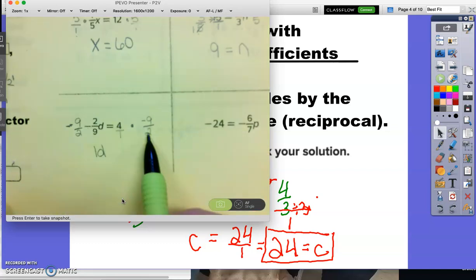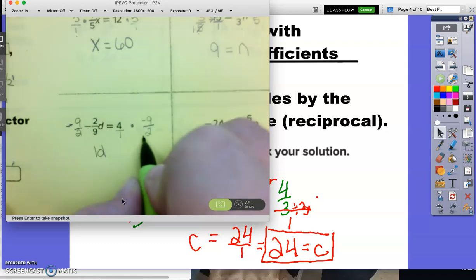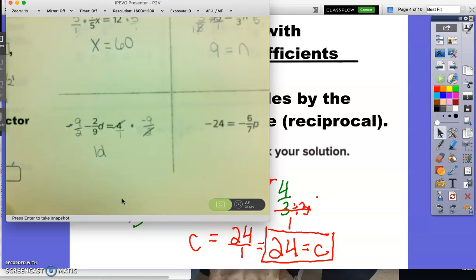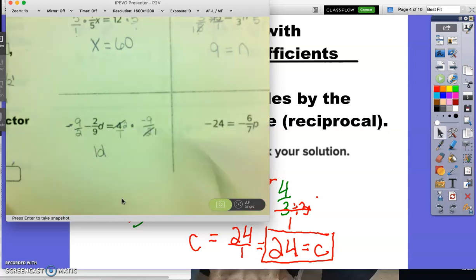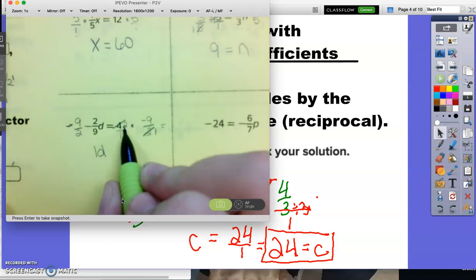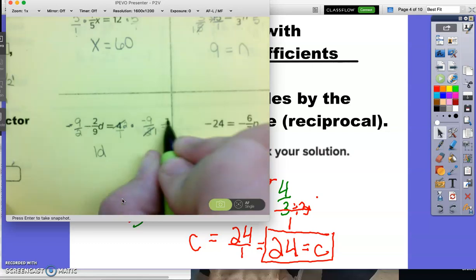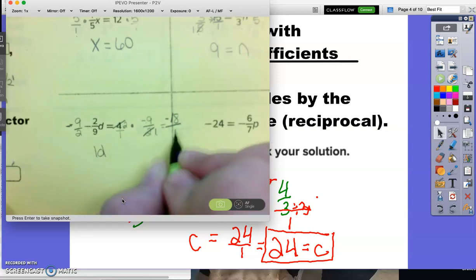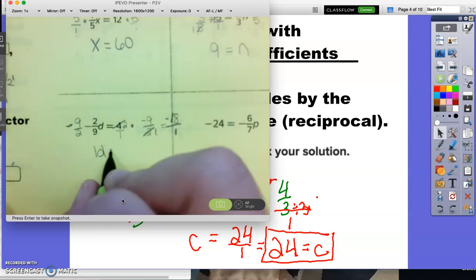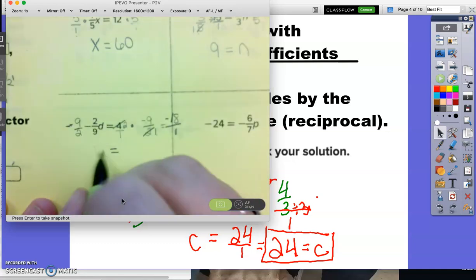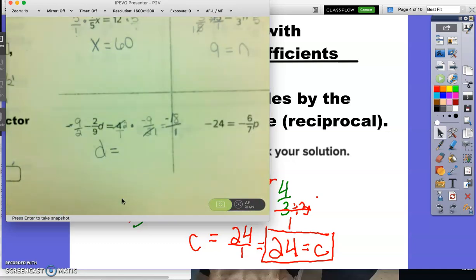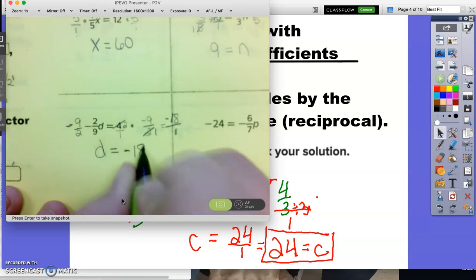The 4 on top and the 2 on bottom can both be divided by 2. 4 divided by 2 is 2. 2 divided by 2 is 1. So I now have a 2 times negative 9, which is a negative 18, over 1 times 1, which is 1. Which is just, and this looks weird, so I'm going to just write the d. And again, you can change that at any time to any variable you want. Negative 18.